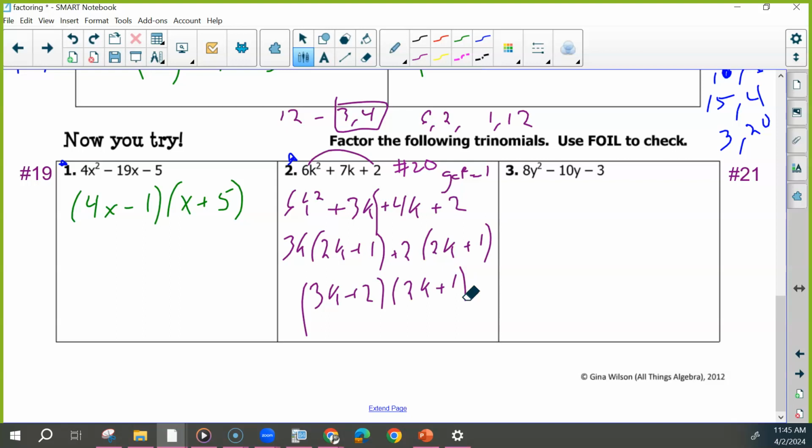Okay. Number 3. 2y minus 1 and 4y plus 3. Did you both get that? Any questions there? Okay. So make sure you have that written down, and then we'll go on to the next page.